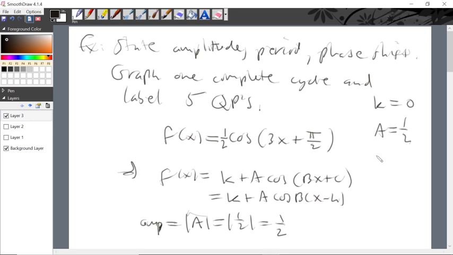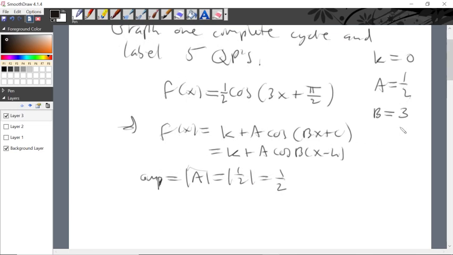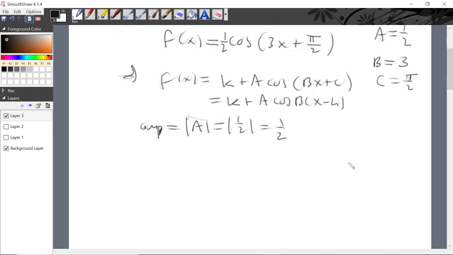And then b, the frequency: b is positive, which it is in this case, b is equal to 3, so the frequency is 3 as well. If b were negative, we would use the fact that cosine is an even function. We'll take a look at the next example of how to treat that. And finally, c, the phase, is equal to pi over 2. That is not the same as the phase shift. We're going to have to figure out what the phase shift is.